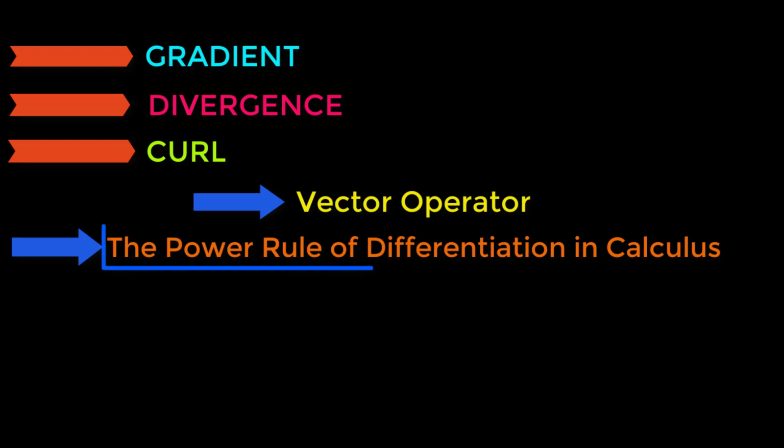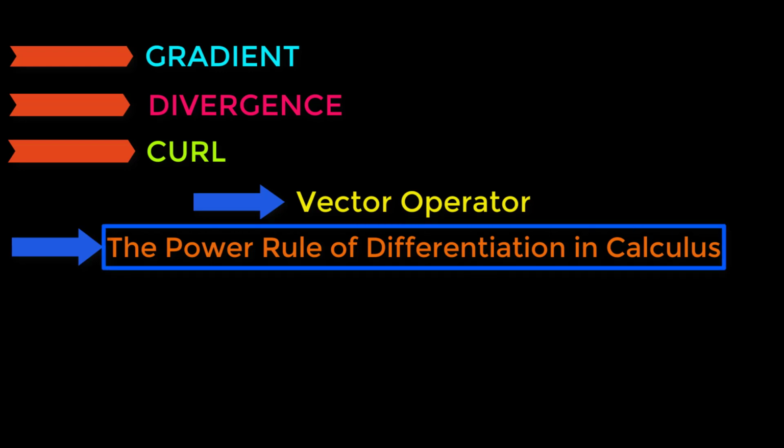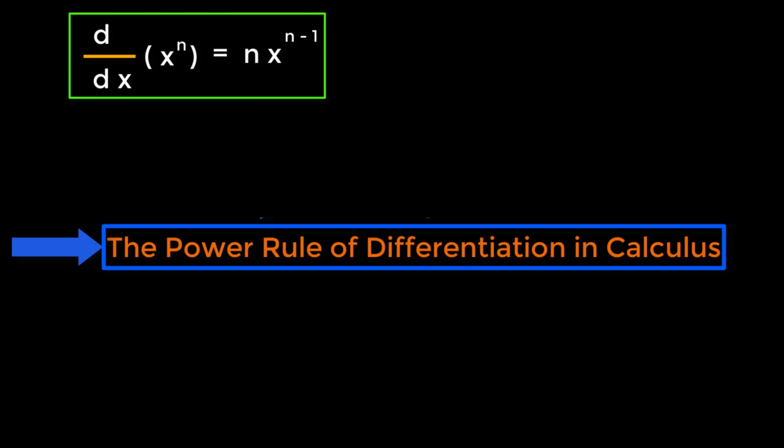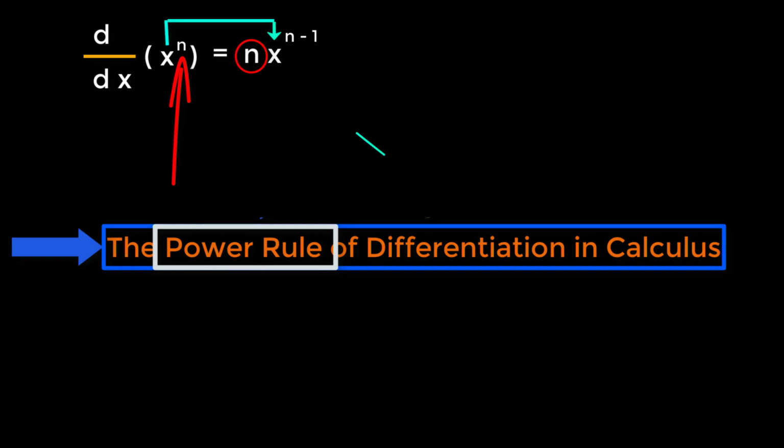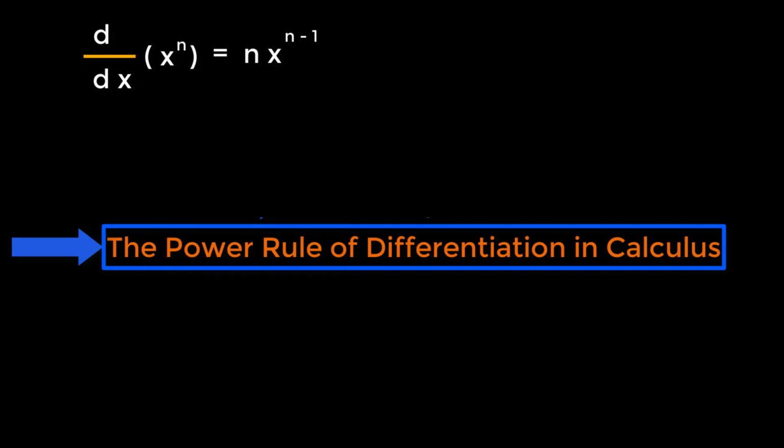Now we will learn the power rule of differentiation in calculus. Look at this formula. d/dx x to the power n equals n x to the power n minus 1. This n is the power of this variable or quantity. According to the power rule, we take this power and write it in front of this quantity. Then we reduce the power by 1. Now we will understand some examples from primary level to advanced level on this power rule so that we can get a clear idea about how the power rule works.